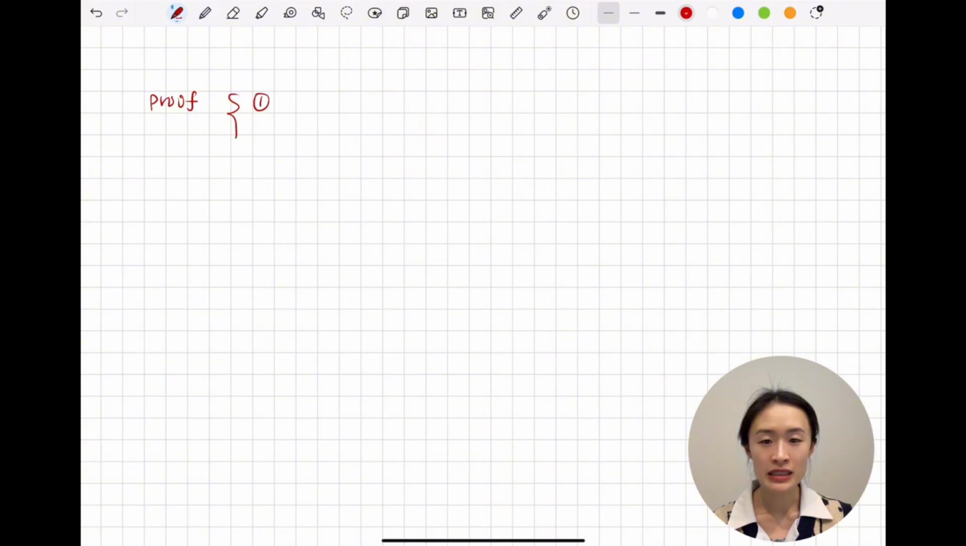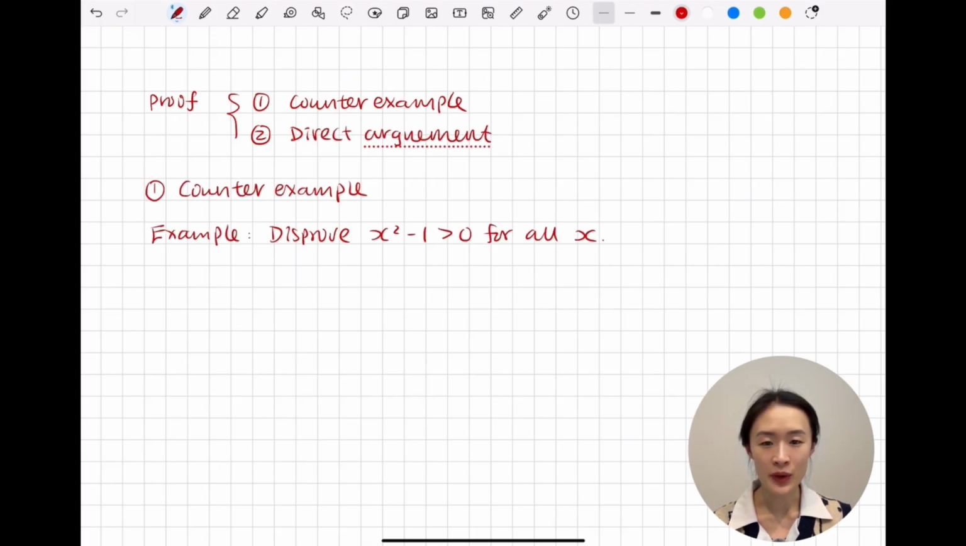The first one is disprove by using a counter example. The second method is prove by using direct argument. So here's an example. First, we wanted to disprove that this statement is incorrect. In the statement, it claimed that x squared subtract 1 is greater than 0 for any value of x.